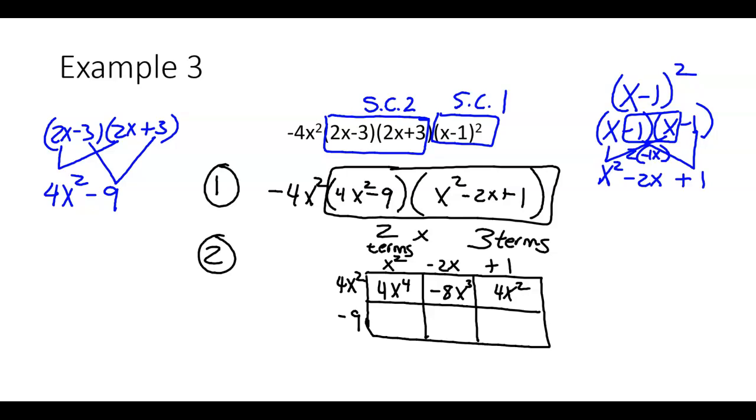On the bottom left, negative 9 times x squared is negative 9x squared. Negative 9 times negative 2x gives me the next box over, which is a positive 18x. And then finally, negative 9 times 1 is negative 9.